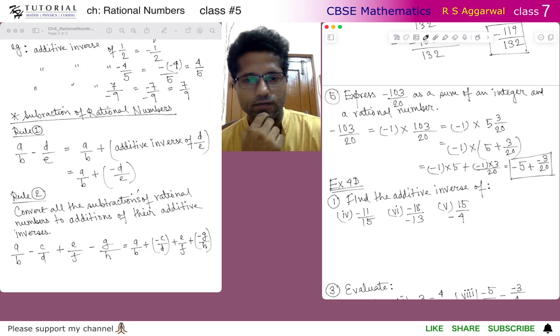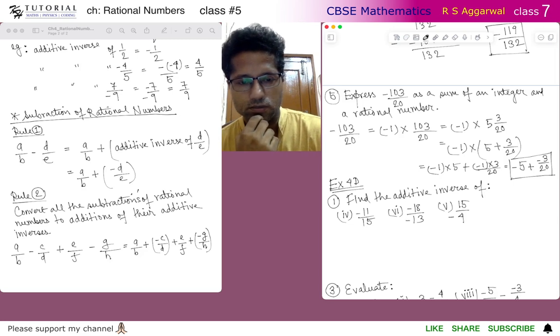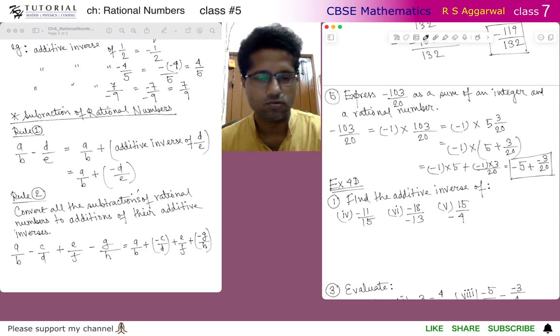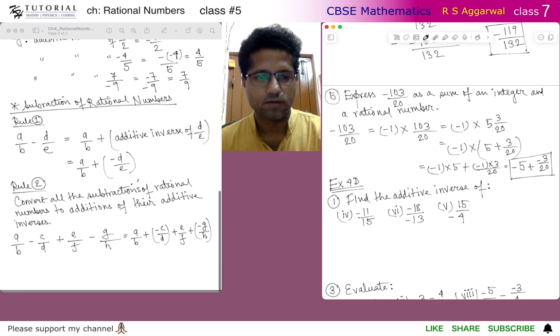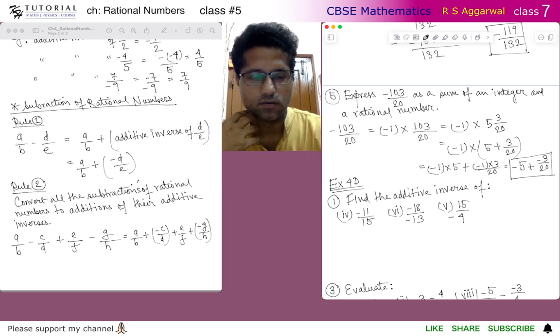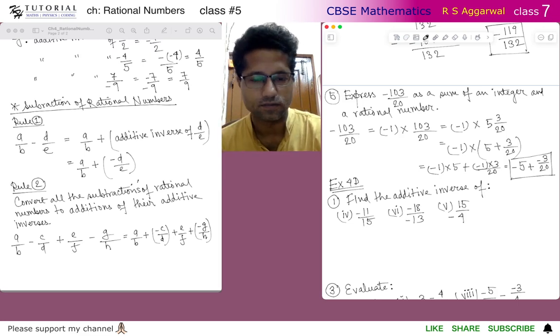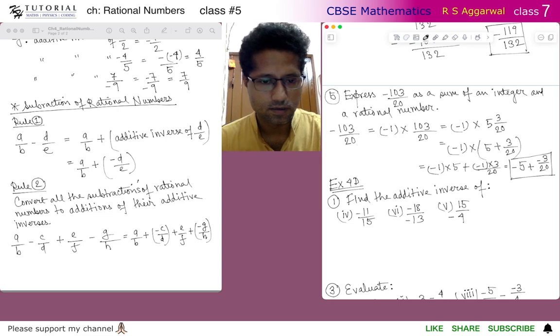Now if you are given an expression where there are multiple subtractions of rational numbers along with additions, how do you do that? You convert all the subtractions of rational numbers in the given expression to additions of their additive inverses. In the example you see, we are finding a by b minus c by d plus e by f minus g by h.